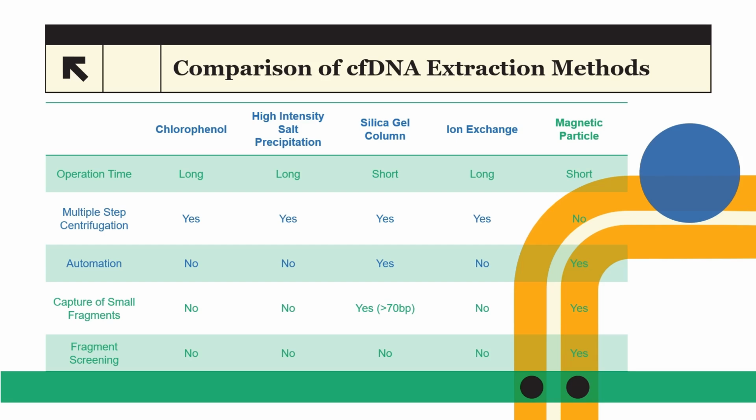Silica gel column-based extraction is also relatively quick and can capture small fragments, but it requires multiple centrifugation steps and is not as easily automated as magnetic particle-based methods. Chlorophenol, high-intensity salt precipitation, and ion exchange methods are generally slower, require multiple centrifugation steps, and are not easily automated. They also cannot capture small fragments or screen for specific fragments.